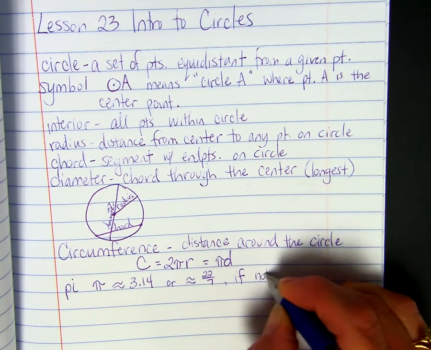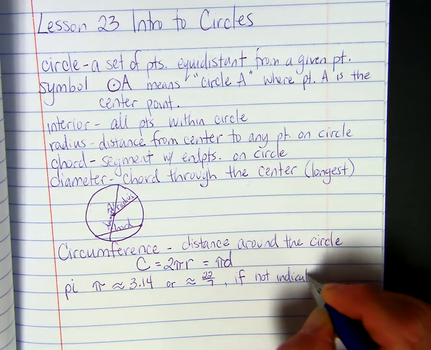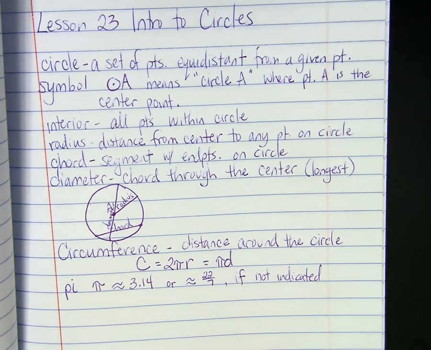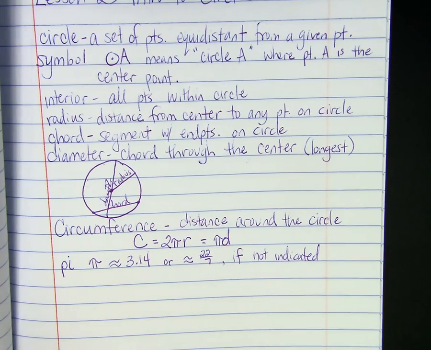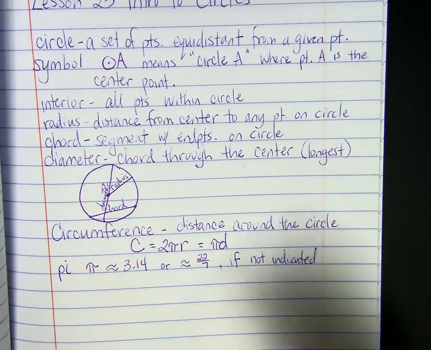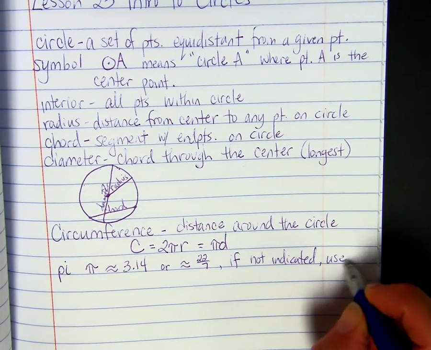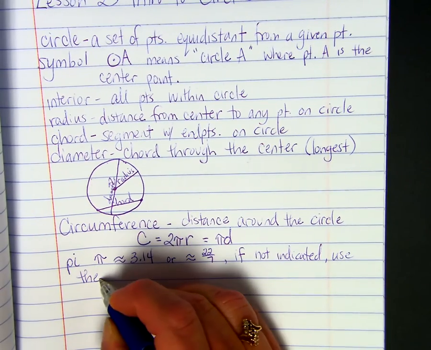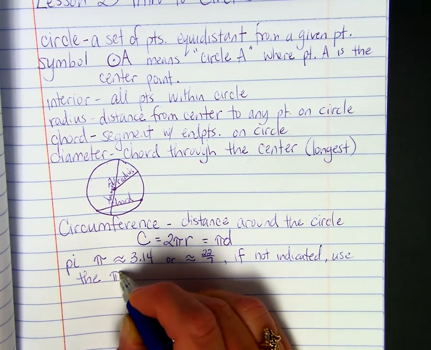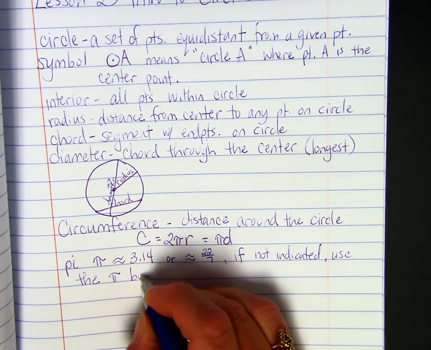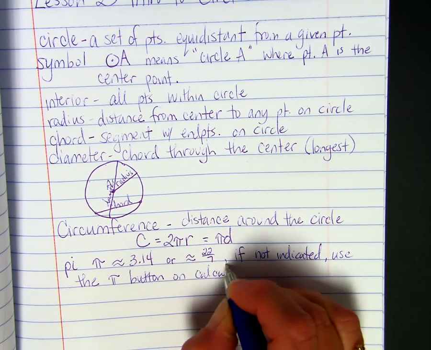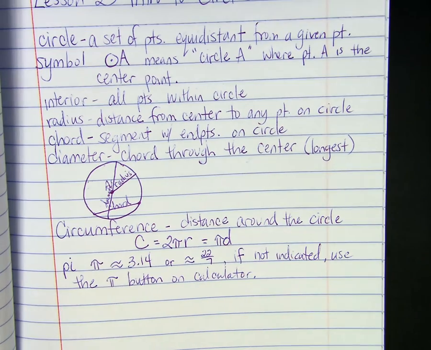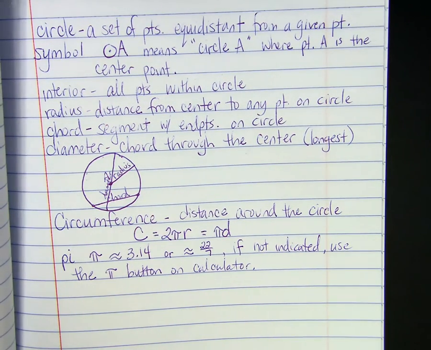If not indicated, so when you're doing your homework, if it doesn't say use 3.14 for pi, use the pi button on your calculator. That way we'll all kind of have consistent answers. It says if not indicated, use the pi button on your calculator.